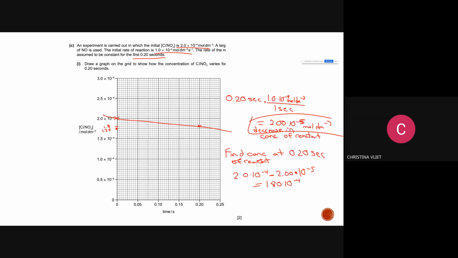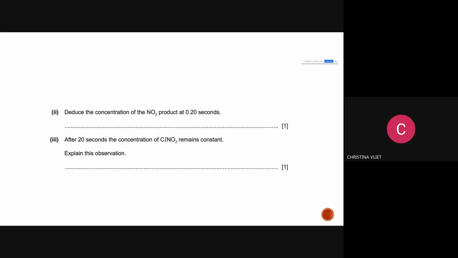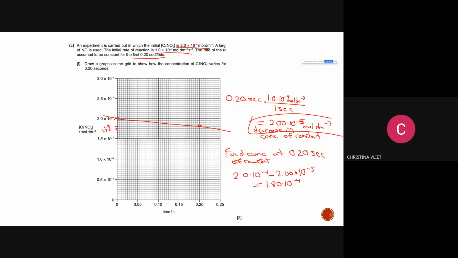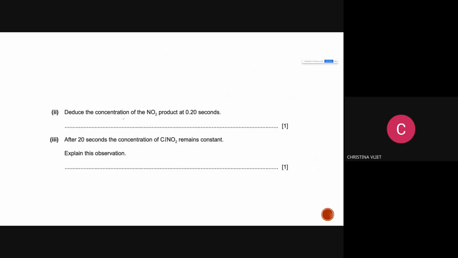That's it. That's all you do for this question. There's a couple more points to this specific question. Deduce the concentration of the product at 0.2 seconds. Remember I mentioned that the amount of decrease of reactant was this amount, 2 times 10 to the negative 5? Wouldn't this also be the increase in the amount of product? So if I start with 0 product, this would be 2 times 10 to the negative 5.